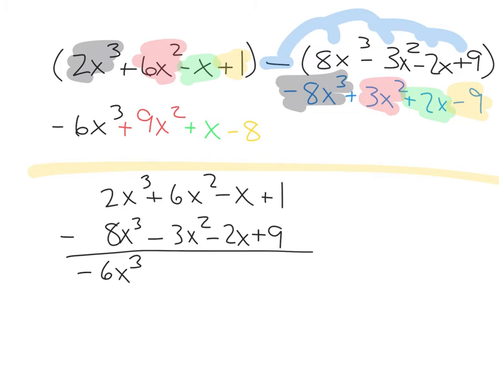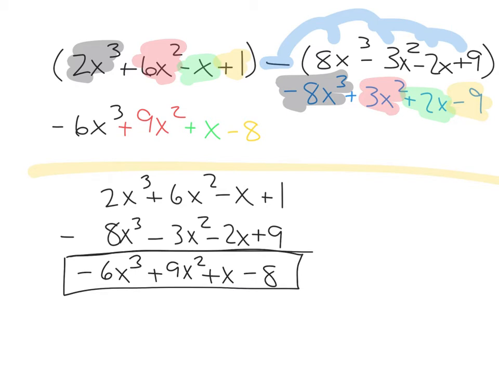And then, of course, 6 minus a negative 3. Remember, that's plus. So we have a 9x squared. And then that turns that to positive, so we have a plus x. And then 1 minus 9, that's going to give us a negative 8. And so there you go. There's your answer. So either way for me, doesn't matter.